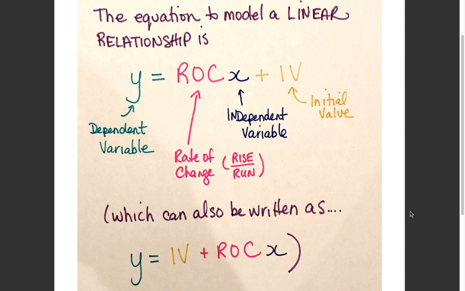And what we're going to do is practice going from different representations. So again, from words, from graphs, and from tables. We're going to pick off the dependent and independent variables, the rate of change, and the initial value. And once we've determined all those things, then we can create an equation to model a linear relationship.